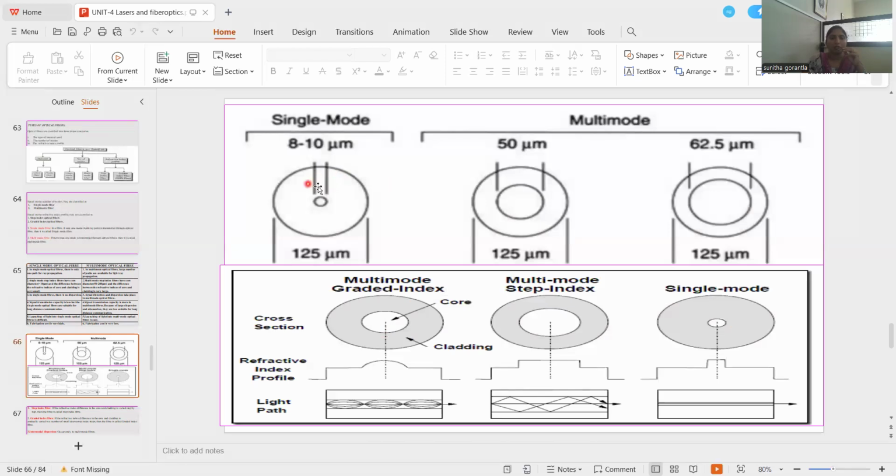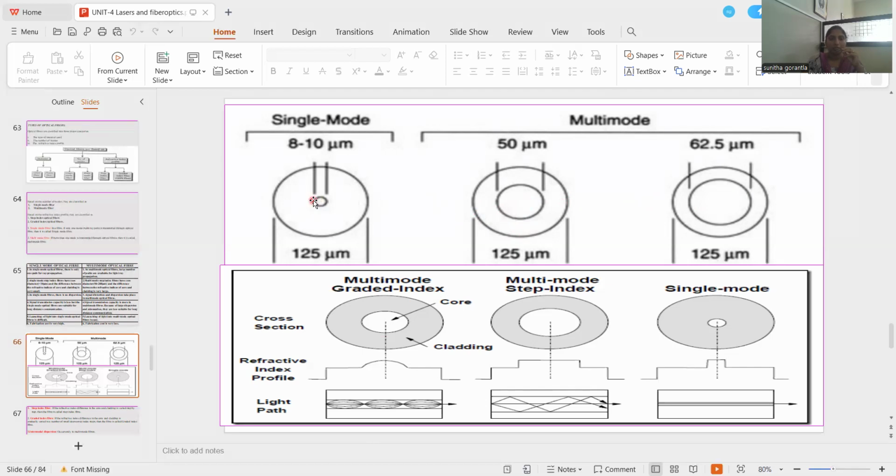Okay, this is a single mode optical fiber. This is the core and this is the cladding. The core diameter is 8 to 10 micrometers, and the cladding is 125 micrometers. Whereas in multimode optical fiber, see here, the core diameter is 50 micrometers and here 62.5 micrometers. Sorry, the cladding diameter is 125 micrometers. Core is 50 micrometers, cladding is 125 micrometers.